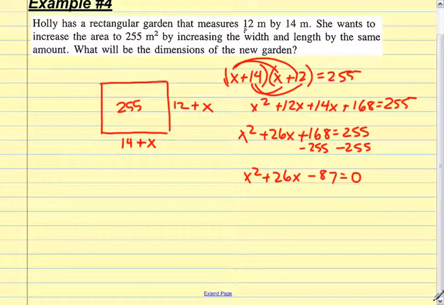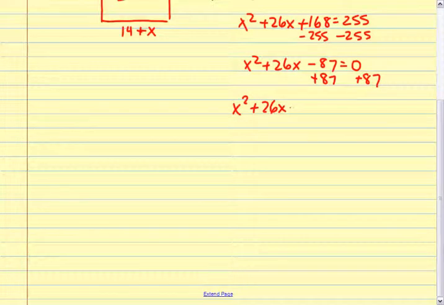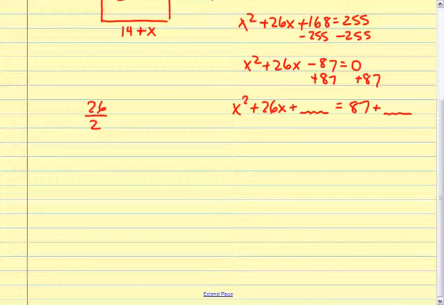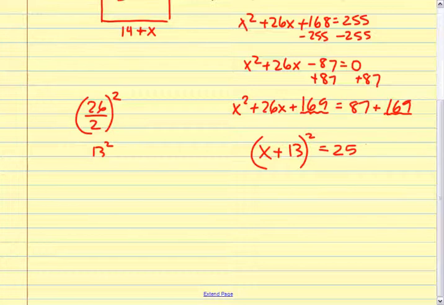I could use the quadratic formula. I could complete the square, but if I complete the square, that's going to be some big numbers. Let's complete the square. I'm going to add 87 to both sides. X squared plus 26x plus something is equal to 87 plus something. What is that something? Well, it's 26 divided by 2, squared. So that's 13 squared, so that's 169. This is going to be x plus 13 squared is equal to 255.